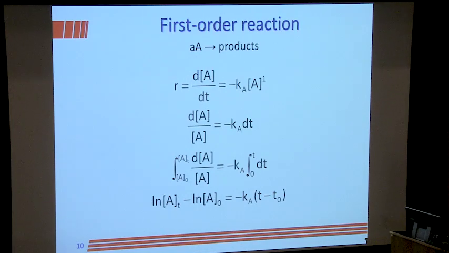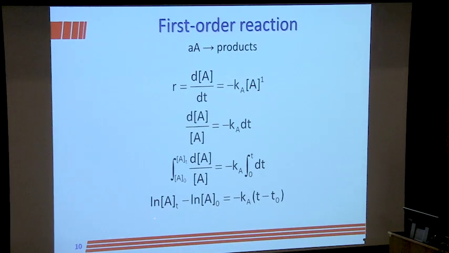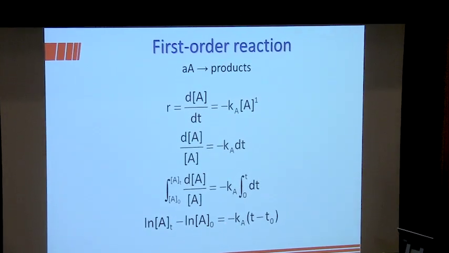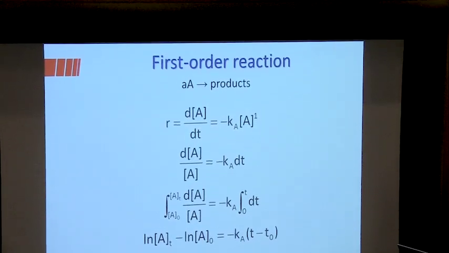So the integral from the concentration of A at time 0 to the concentration of A at time t, of the change in the concentration of A over the concentration of A, is minus the rate constant times the integral from time 0 to time t of dt. All right? And so the integral of 1 over x dx is the log of x. So we have the log of the concentration of A at time t minus the log of the concentration of A at time 0 is equal to minus k times (t minus t0).